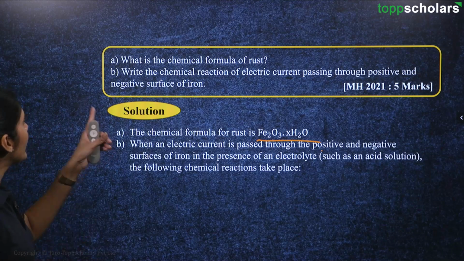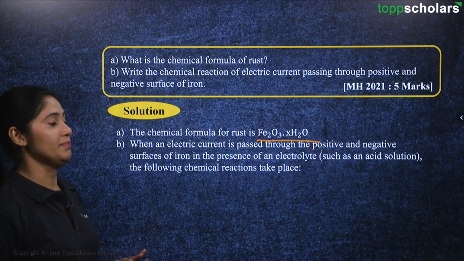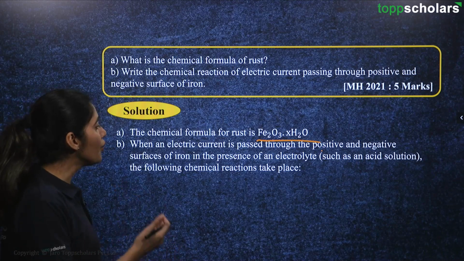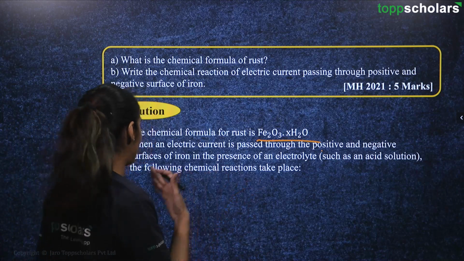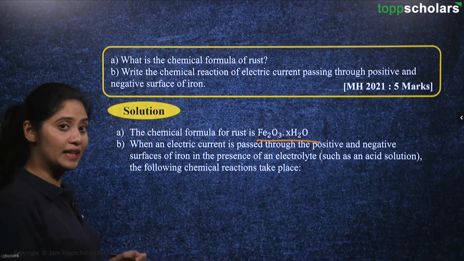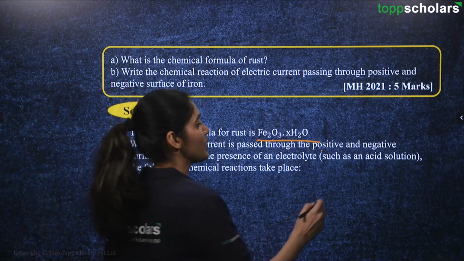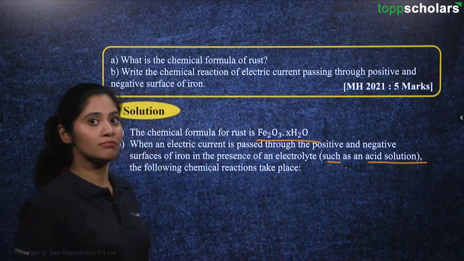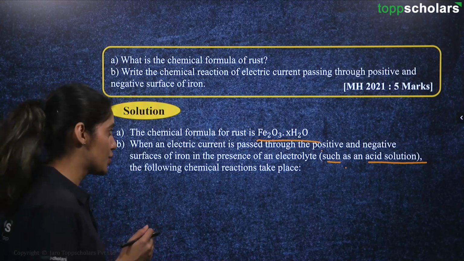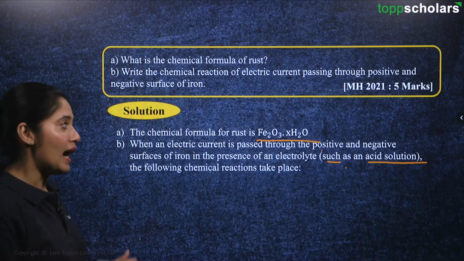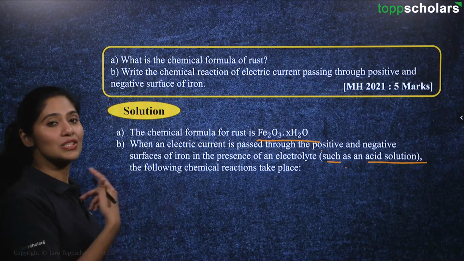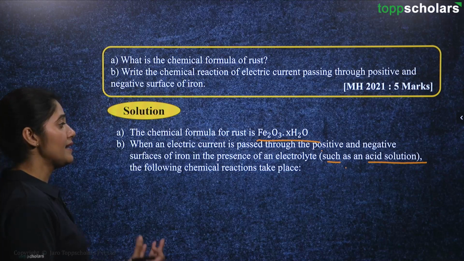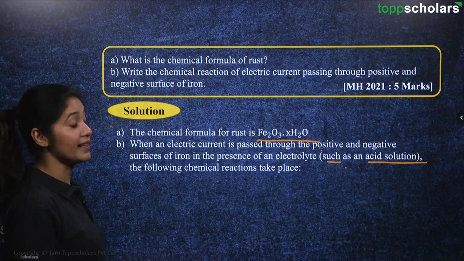Now, next is write the chemical reaction of electric current passing through positive and negative surface of iron. We are passing electric current. So, now when electric current is passed through positive and negative surface of iron in the presence of electrolytes such as an acid solution, okay? We are having acid solution now as an electrolyte added to it, and we are passing electric current. Otherwise, there won't be the transfer of charges that easily. So, we need an electrolyte solution, right? So, that is an acid solution.